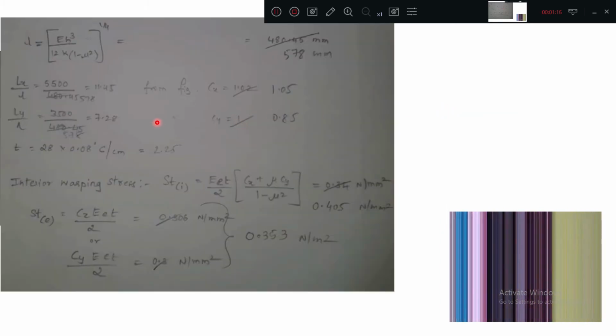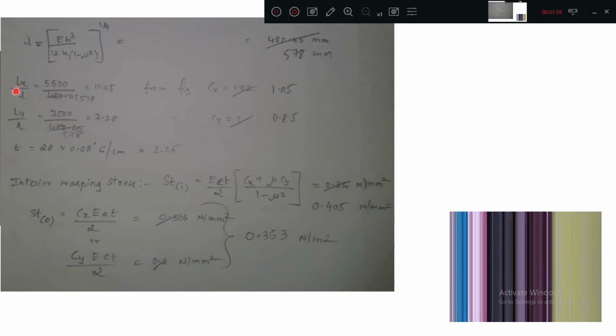Let us see what they have done. First they have calculated Lx. How to calculate it? Using L, the radius of relative stiffness, substitute the values. I am getting 578 mm. It is pure substitution of the E value, H value, K value, and mu value. Whatever units they have given, convert into a standard one, either mm and Newton, or kg and centimeter. So I have written in Newton and mm. Try to solve this one. We will get the answer, I think, 578 mm.